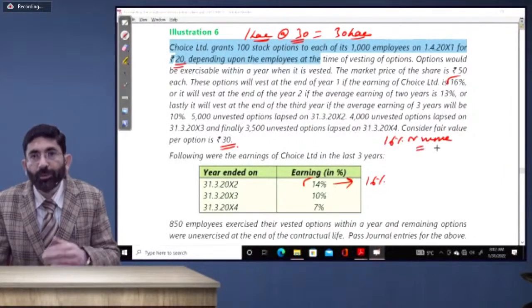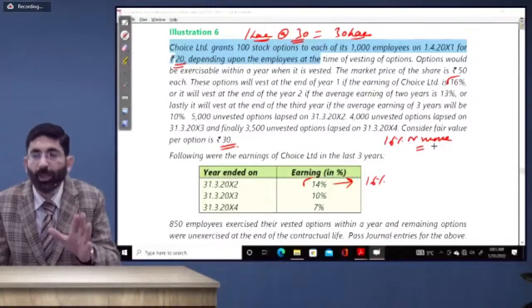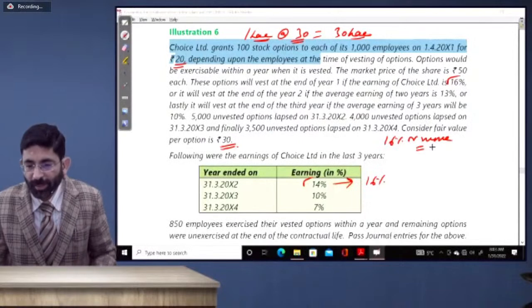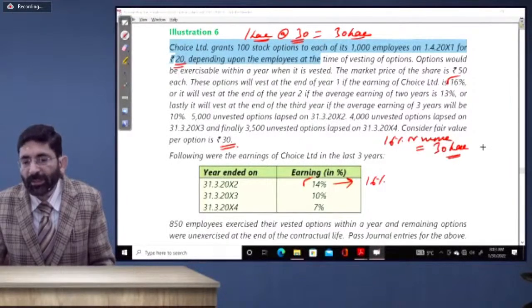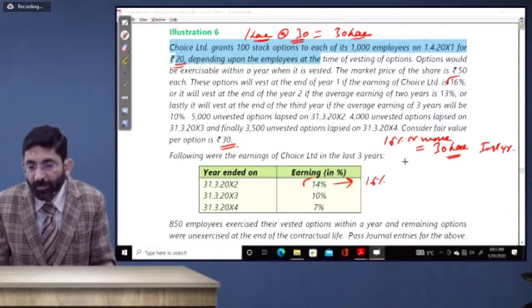In that case, we will issue all the shares to the employees at the end of year 1 only. Vesting period will be 1 year only. If vesting period will be 1 year only, then the total loss of rupees 30 lakh is to be written off at the end of first year only. Is that clear? But this has not happened. Instead, what has happened?